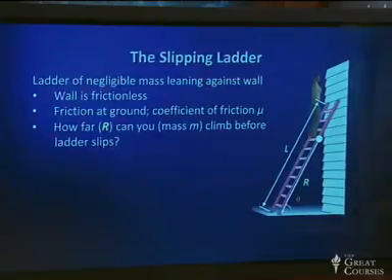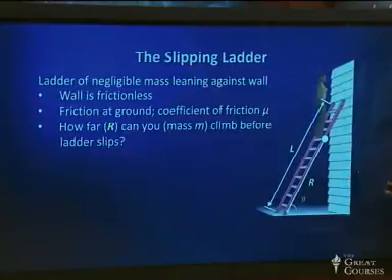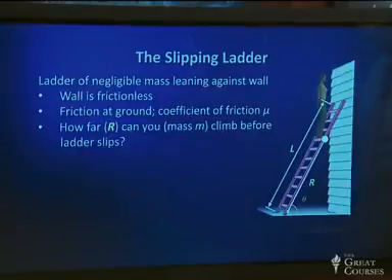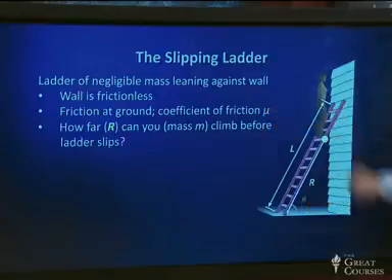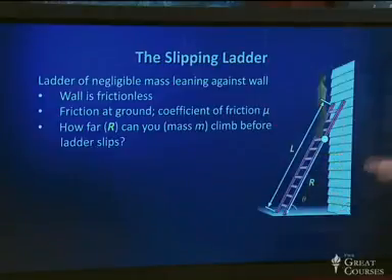So here's a person climbing up the ladder. The ladder has negligible mass, so I'm going to neglect the mass of the ladder. There's friction of the ground, but I assume the wall is frictionless. That makes the problem a little bit easier, but it's certainly not a trivial problem by any means. There is friction at the ground, and the coefficient of friction is mu. It happens to be the coefficient of static friction because I want the ladder to be at rest with respect to the ground. I don't want it to slip.